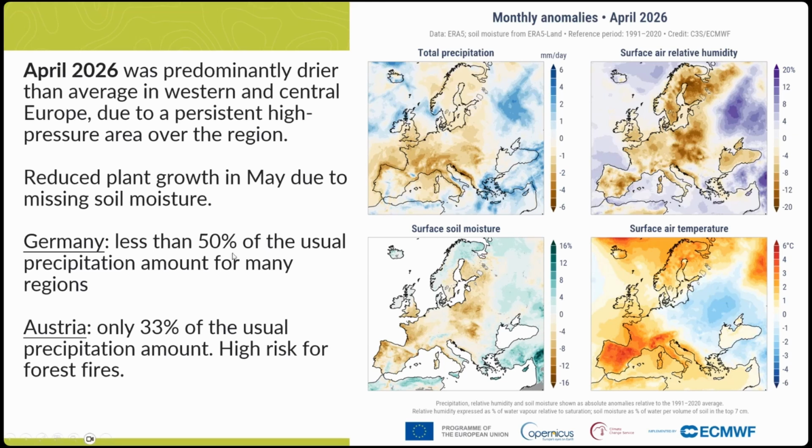So, and I have two numbers here. In Germany, there was 50% less than the usual precipitation amount, and Austria was even hit a little bit harder. Only a third of the usual precipitation amount has fallen, and there are already some implications on future plant growth and the harvest. And by the way, there is a high risk for forest fires.